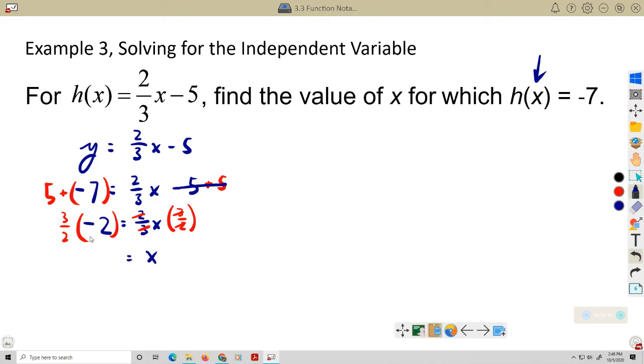So negative 2 divided by 2, negative 1. And negative 1 times 3, negative 3. There we go. So the value for x that would return a negative 7 is negative 3. In other words, if I put h of negative 3 equals 2/3 times negative 3 minus 5, I would get negative 7. All right, so that was fun.